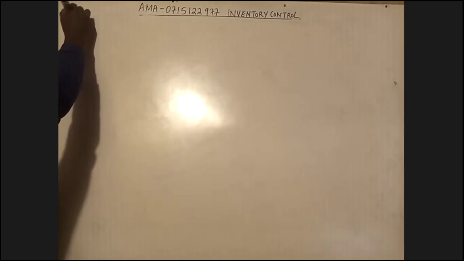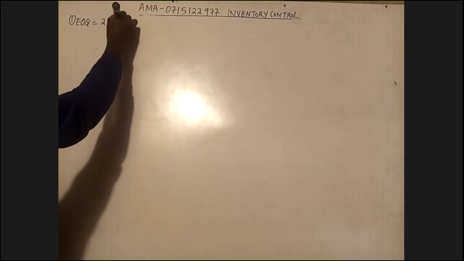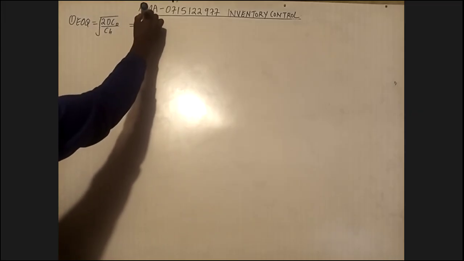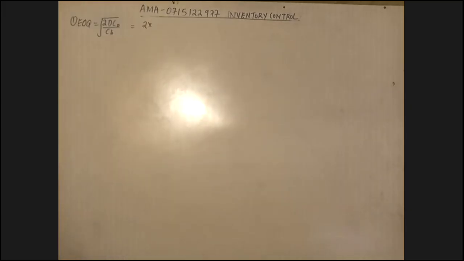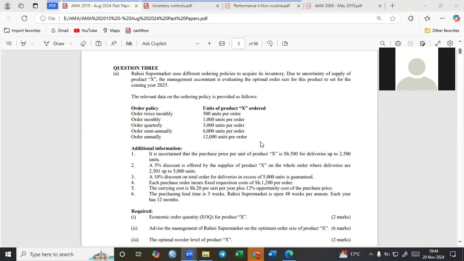So number one, EOQ is the square root of 2 times D times CO over CH. In our case, 2 times our D. What's our demand? Demand is annual. Let's go to our question. There's something I want to show you before we continue. Look at the order twice monthly. When you order twice, how much is the unit?